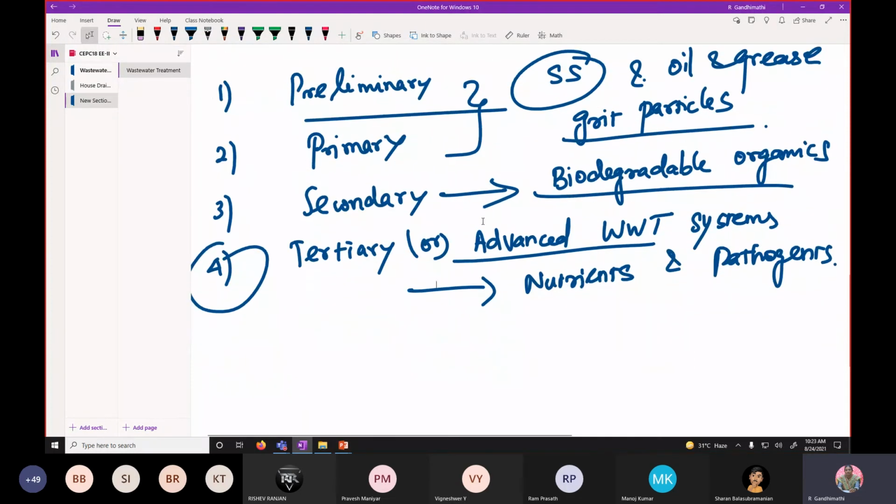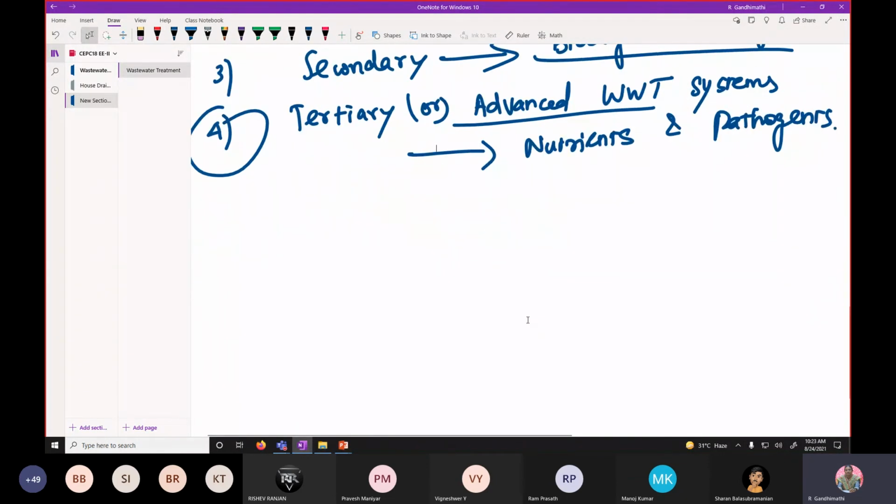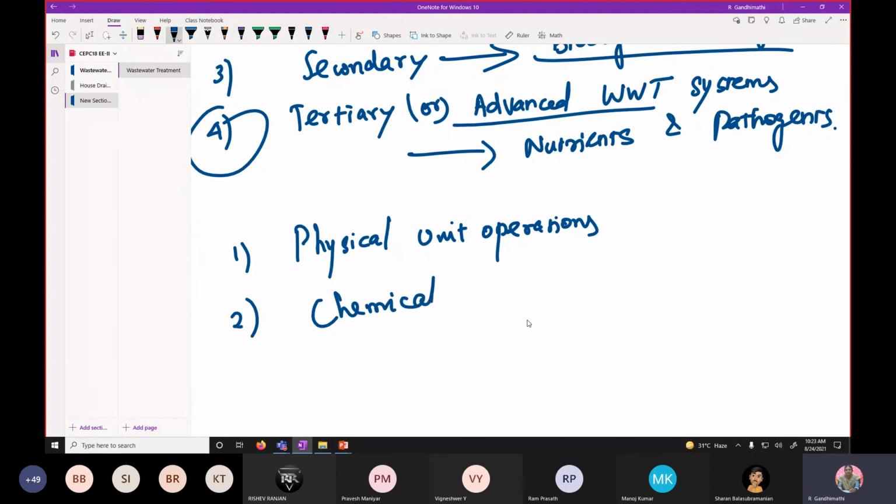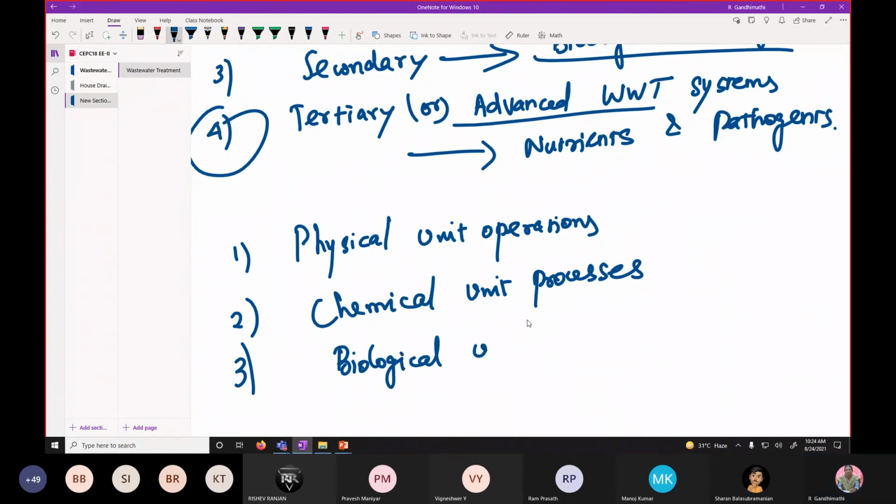As a whole, the treatment systems may be generalized as physical unit operations, then chemical unit processes. I'm using two different terms: one is unit operations, another one is unit processes. Then the third one is biological unit processes.